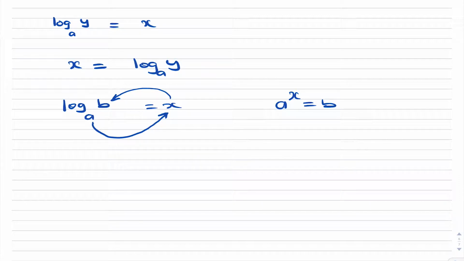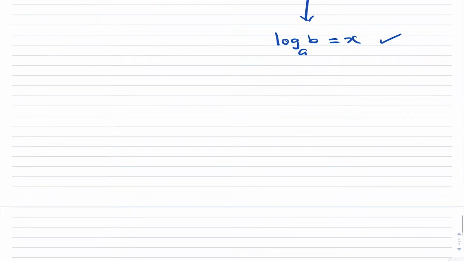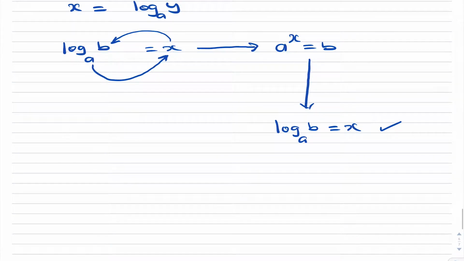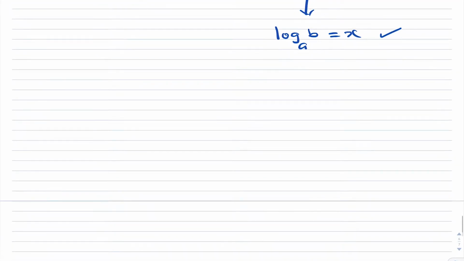And we can transform it back again into logarithm. If we transform it back, that will become log base a of b equal to x. In order to do that, we need to take log base a of both sides, and then from there we get the final answer here. So that's how we transform exponential function into log and log back into exponential function. Let's try one example.